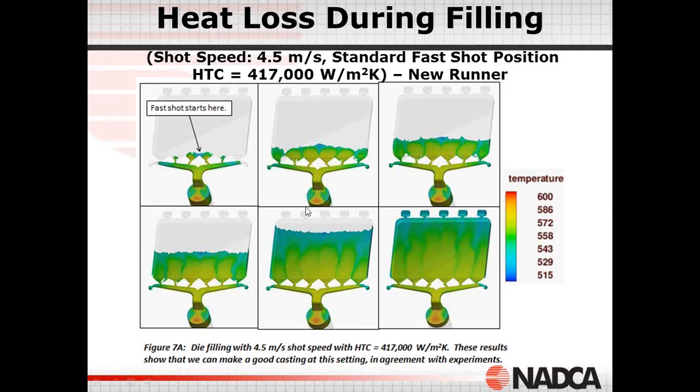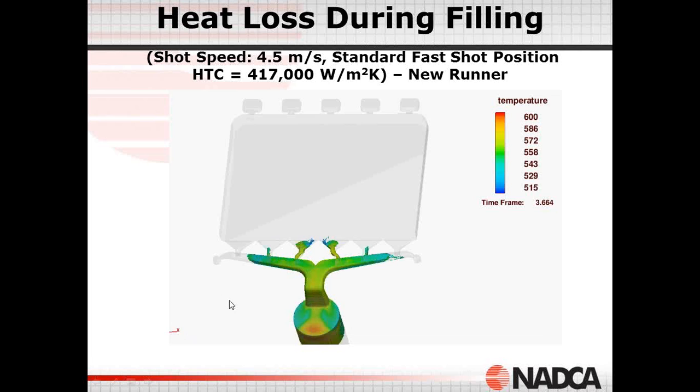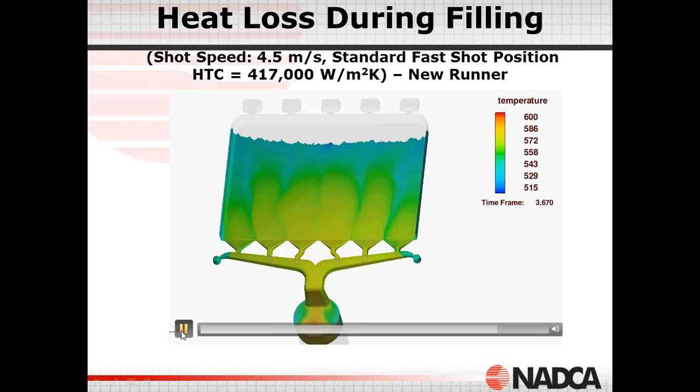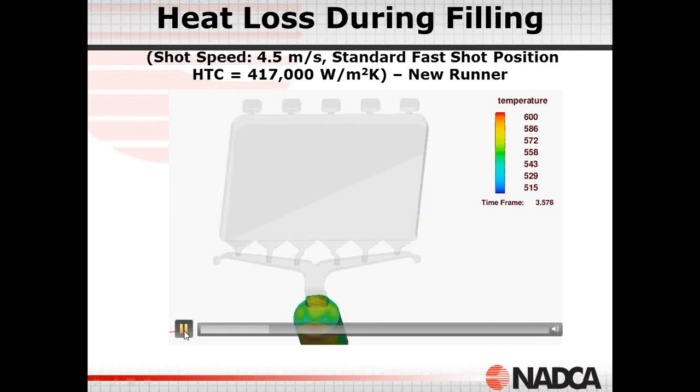We simulated this, and if we look at the animation, we can see that the geometry of the gate with these discrete feed runner branches, or feed branches, makes it such that most of the material fills the runner before it fills the part. It doesn't have this tendency of pre-filling the part nearly as much, and therefore it's possible to fill the cavity without having the solidification, and therefore making a good casting.